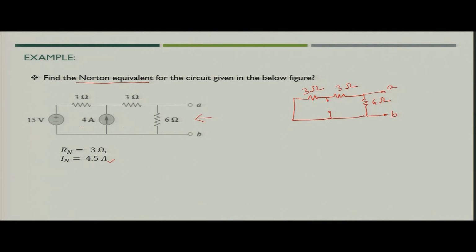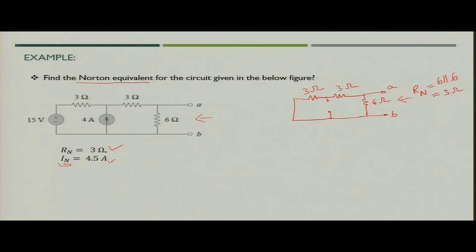So, when you see this updated circuit, you will come to know that the 3 ohm resistances are in series, and the series combination of these 3 ohms is in parallel with 6 ohm. So, what you get eventually is 6 ohm in parallel with another 6 ohm resistance. So, you can simply find out the value of R n, which is nothing but 6 ohm in parallel with 6 ohm, that is nothing but 3 ohm. So, you got now Norton's resistance.